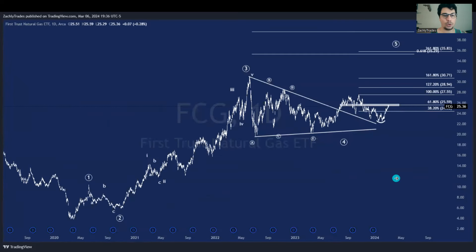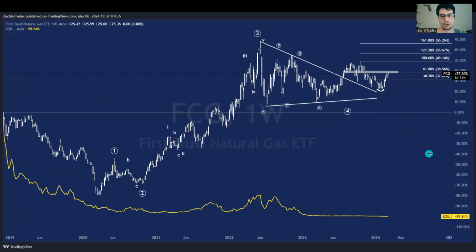But I also want to include another stock for you guys, okay? This one's going to be FCG, all right? This is a nice setup. This is a very, very nice setup, okay? And when you take a look at the performance of FCG, and then you take a look at the performance of Boyle, you can see why I'm kind of just cautioning some people against Boyle, okay?